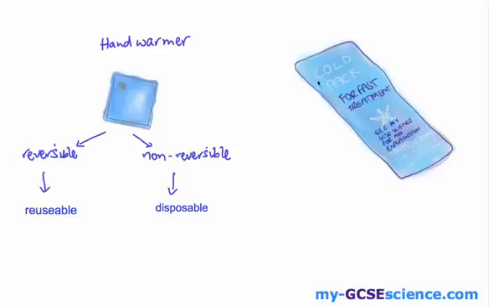Another example we have is a cold pack, so you could have two chemicals in there, for example ammonium nitrate and water, and this has a cooling effect, and this can be used to treat sports injuries and things like that. Okay, so that's an overview of endothermic and exothermic reactions.